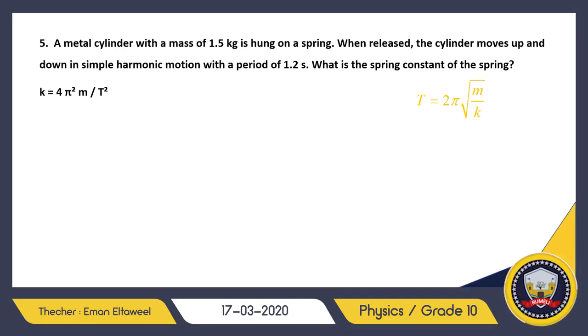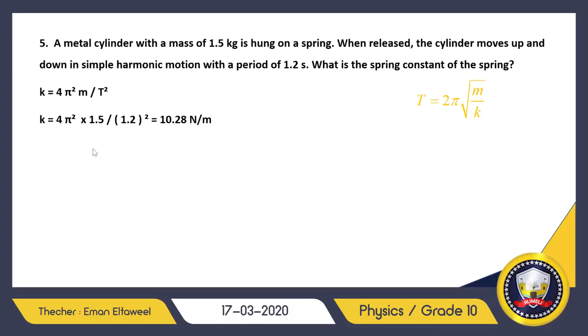So k, again it's simple now, it becomes very easy, 4 pi power 2 m over T power 2 by direct substitution. So 4 pi power 2 multiply 1.5 refers to mass, divided by 1.2 power 2 refers to the period, equals 10.28 Newton per meter, the measuring unit of the spring constant.